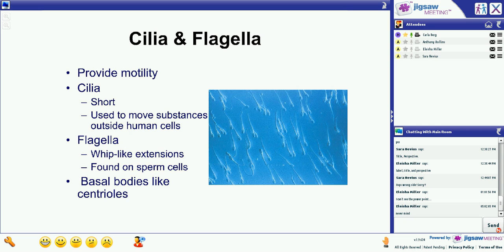Okay, now cells also need to move. Cells move using cilia and flagella. Cilia are short and they're used to move substances outside of human cells. And flagella are whip-like extensions that are found on sperm cells and basal bodies like centrioles.